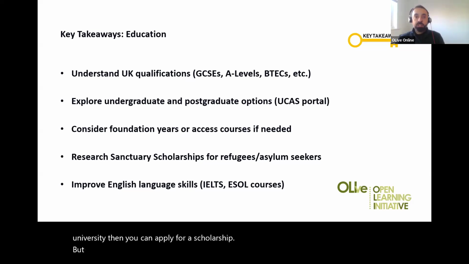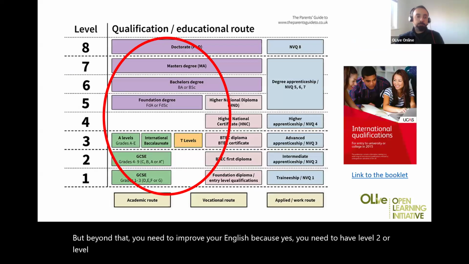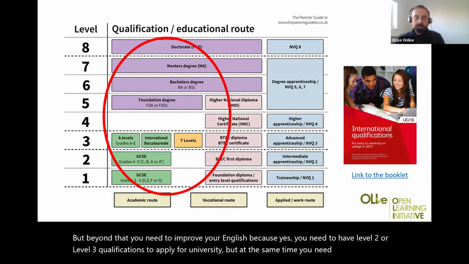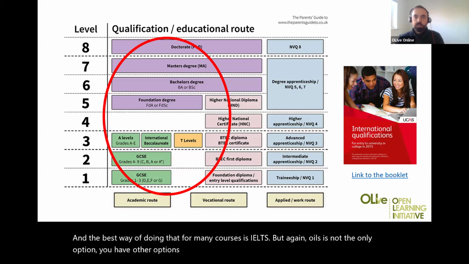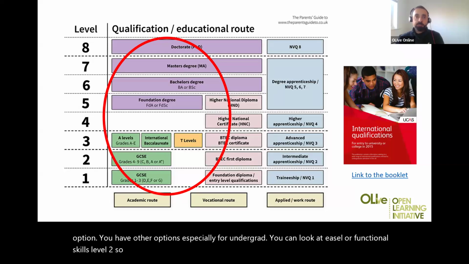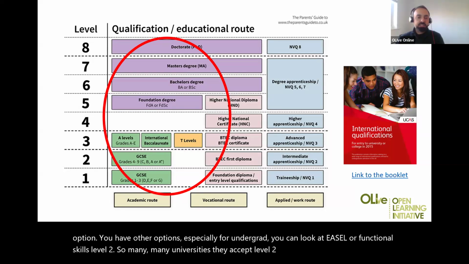But beyond that, you need to improve your English because yes, you need to have level 2 or level 3 qualifications to apply for university, but at the same time, you need to prove your level of language. And the best way of doing that for many courses is IELTS. But again, IELTS is not the only option. You have other options, especially for undergrad. You can look at ESOL or functional skills level 2. Many universities accept level 2 or functional skills ESOL qualifications for undergraduate students.